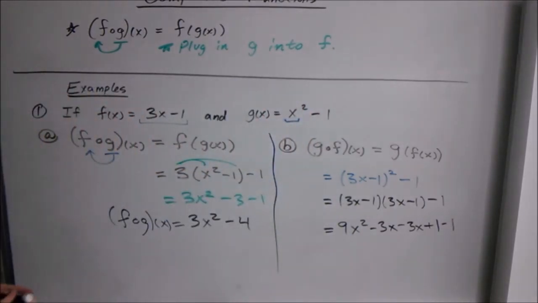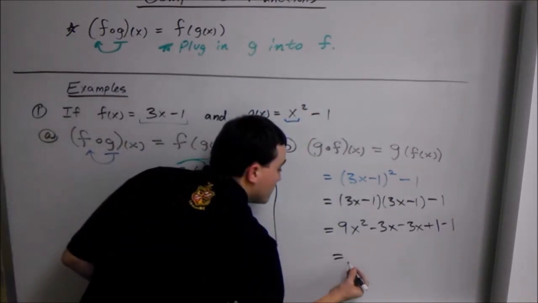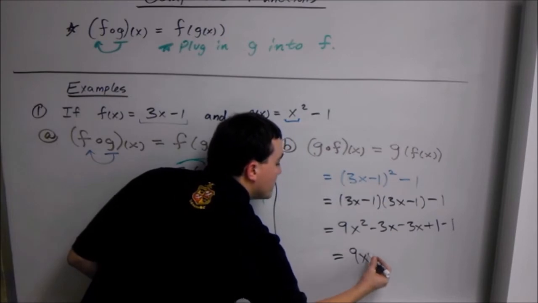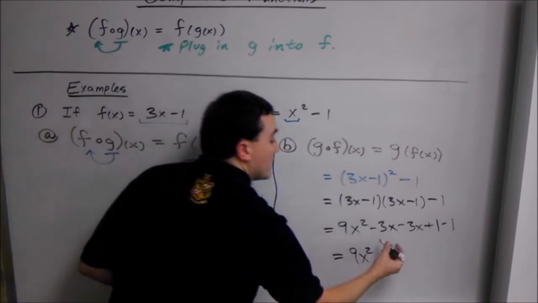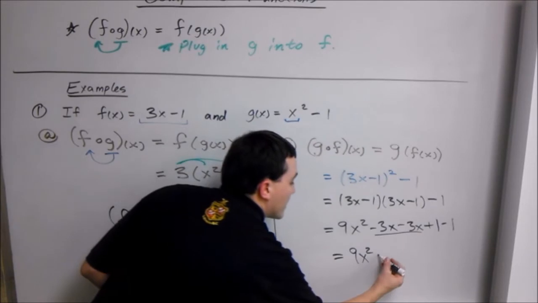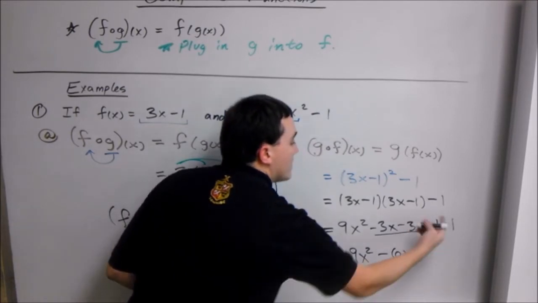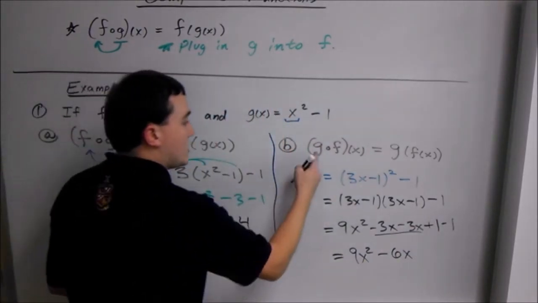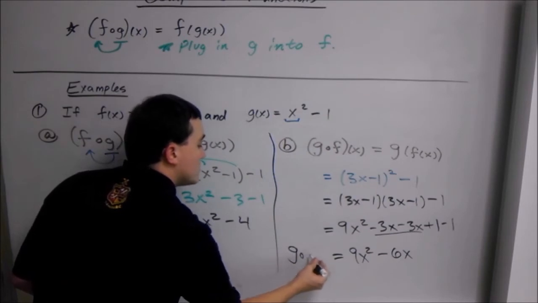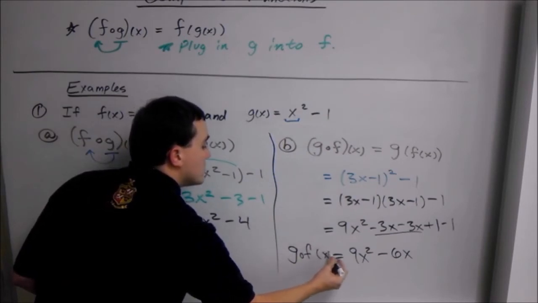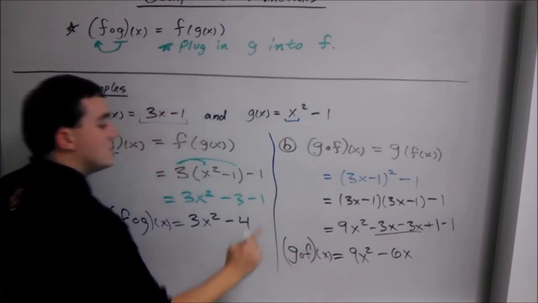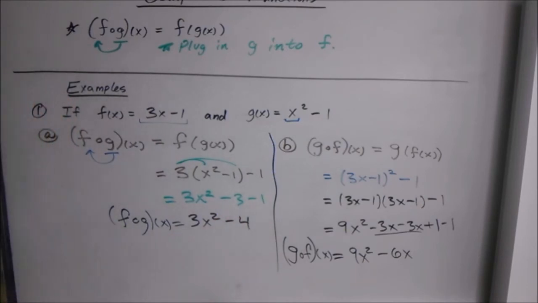And then we just add like terms. So our final answer is 9x squared, because there's no other x squared terms. Then we have negative 3x minus 3x is negative 6x. And then the 1's cancel out. So our g of f of x is just 9x squared minus 6x.